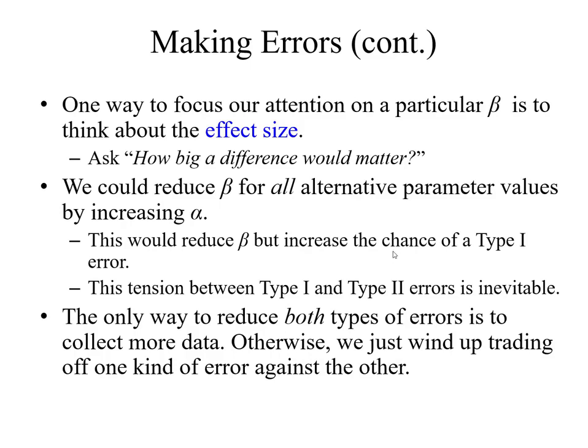Okay, this would reduce beta because alpha and beta are working in the opposite direction. When one goes up, the other goes down. This would reduce beta but increase the chance of type 1 error. So the chance of type 2 error will decrease, but the chance of type 1 error will increase. Why? Because maybe the inspector takes some defective product and on the basis of that, maybe they will reject your whole lot. So this tension between type 1 and type 2 error is inevitable. The only way to reduce both types of error is to collect more data. Otherwise, we just wind up trading off one kind of error against the other.